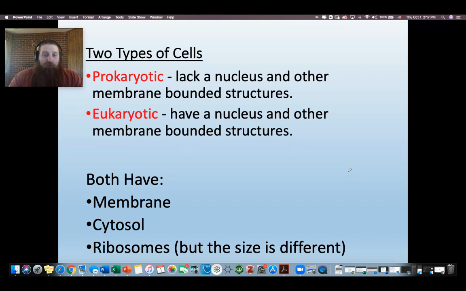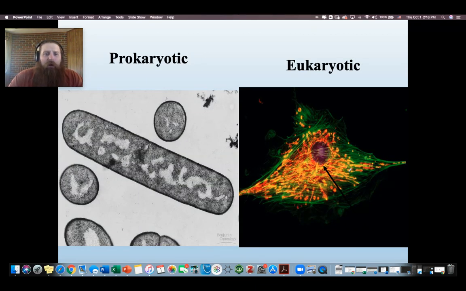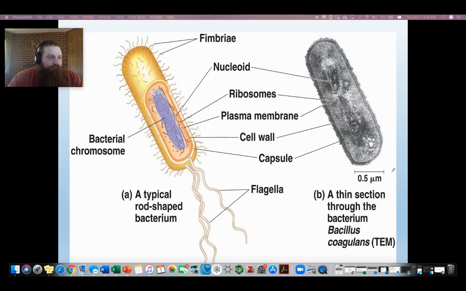Now, both of these have a membrane, made of phospholipids. Both have cytoplasm or cytosol, same thing, and they all have ribosomes. However, in a prokaryote, the ribosomes are much smaller. When we look at these kinds of cells through the microscope, we should be able to spot them. The prokaryote on the left doesn't have a nucleus. It just looks like a cell with some stuff in it. There's nothing really definable. But a eukaryote on the right definitely has a nucleus, and we can see that right there. Why is my pen not working? There we go. Okay. So there's our nucleus.